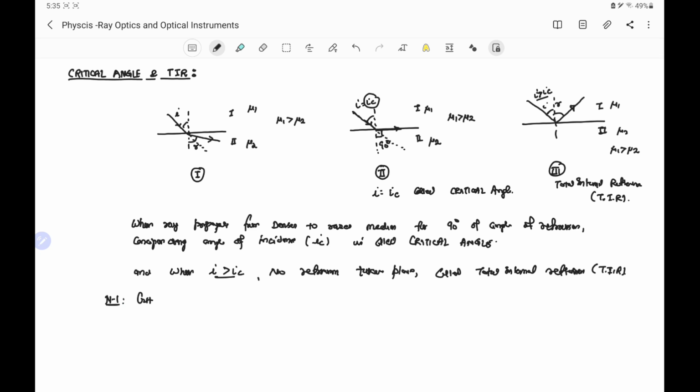It is to be noted that the critical angle IC does not depend on the angle of incidence. Rather, it depends on the refractive index of the medium.